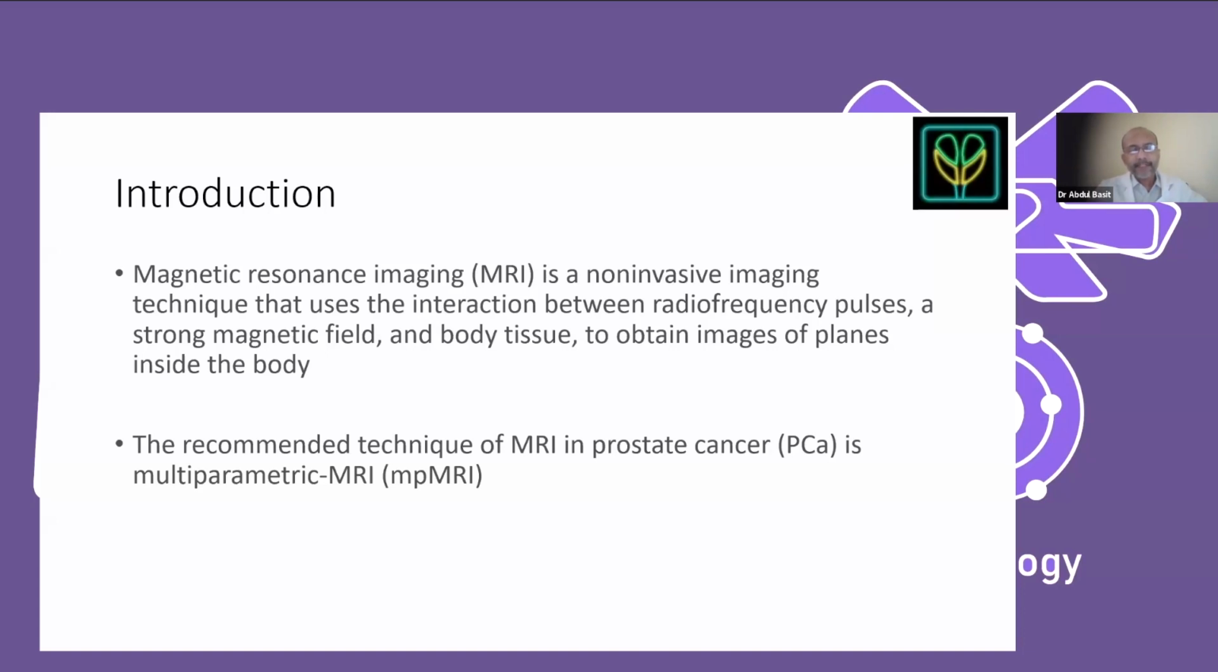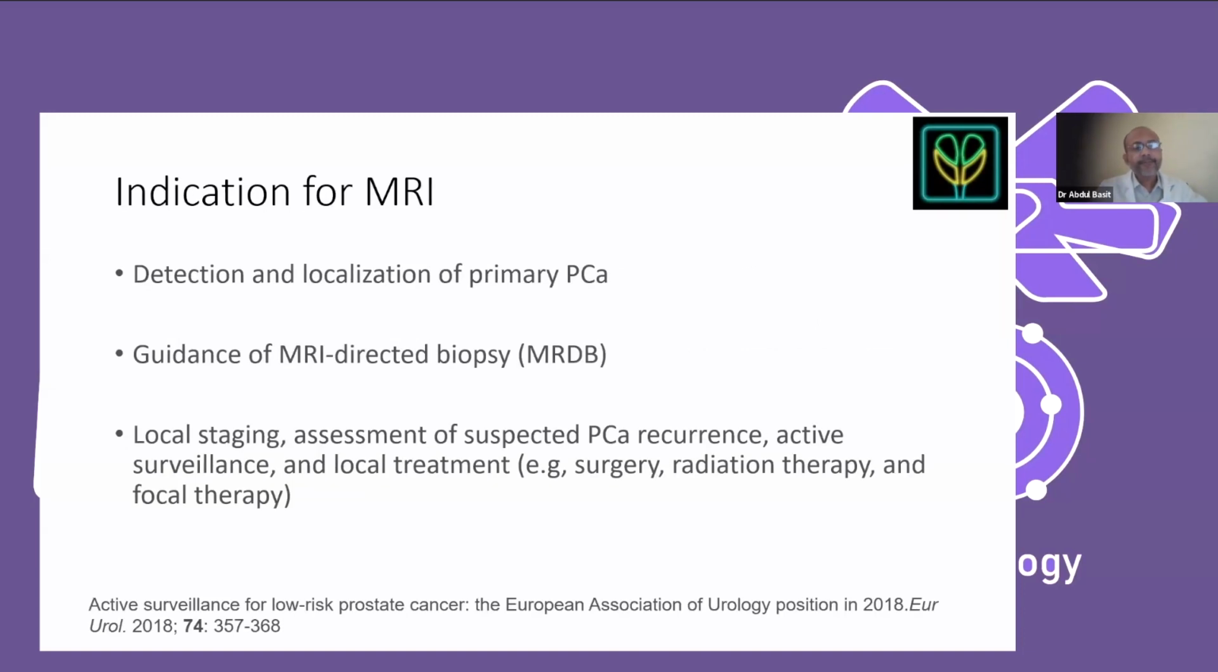And we have now multi-parametric MR, which is the standard recommended technique for diagnosing and staging. With staging, I mean local staging of the prostate cancer. And I will be subsequently explaining what is multi-parametric MR in my discussion.